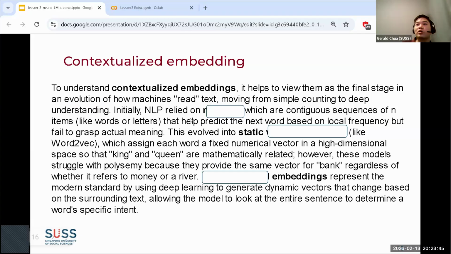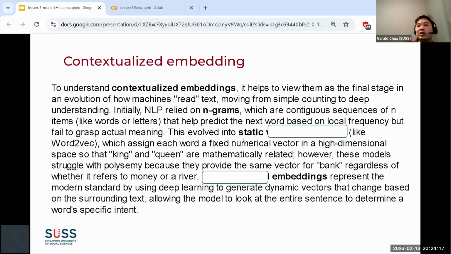Initially, NLP relies on the first thing that we learn, n-grams, which are contiguous, or side by side, adjacent. That's what contiguous means. Sequences of n items, like words or letters, that help predict the next word based on local frequency. So if I say "I am", and you scan a lot of reports and documents, "I am" is a common phrase. So "I am" is high frequency, but it fails to grasp the actual meaning.